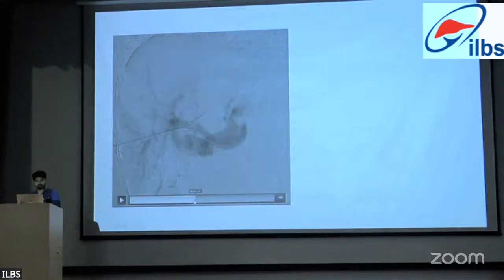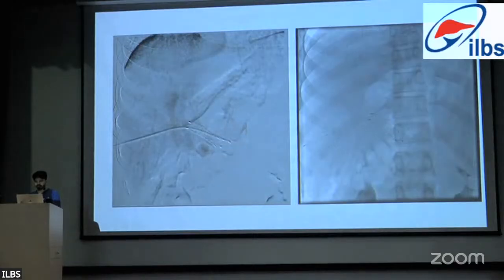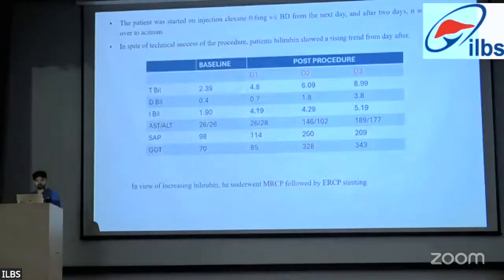Post balloon dilatation and stenting, we can see the intrahepatic portal vein radicles are starting to appear, and the flow within the cavernoma was very sluggish. This is a single shot image where we can see the stent placed within the portal vein, and the access tract was embolized with an Amplatzer vascular plug. Post procedure, the patient was started on injection Clexane, and after 2 days it was switched over to acitrom. This was a technically successful procedure.